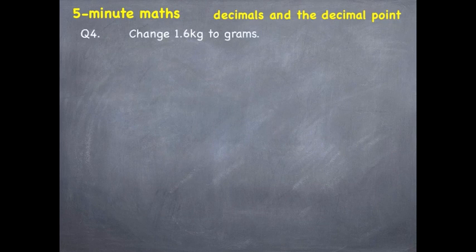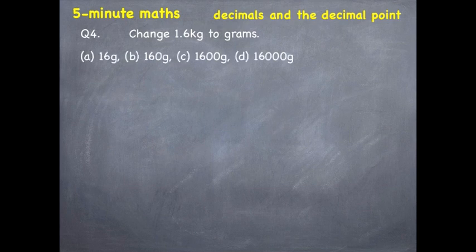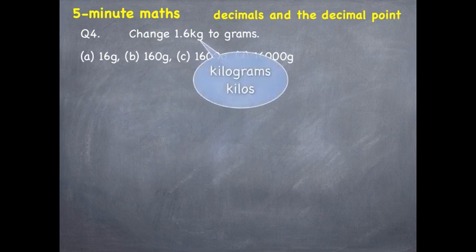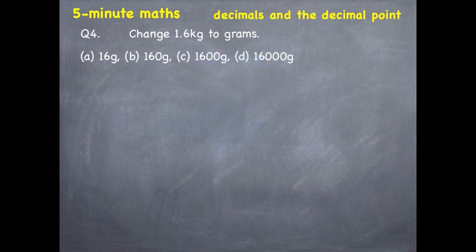So, here's the question. Change 1.6 kg to grams. And the options are 16 grams, 160 grams, 1,600 grams and 16,000 grams. This unit of weight, kg, is kilograms, otherwise known as kilos. With questions like this, where you're converting from one unit of measure to another, there are two key steps.